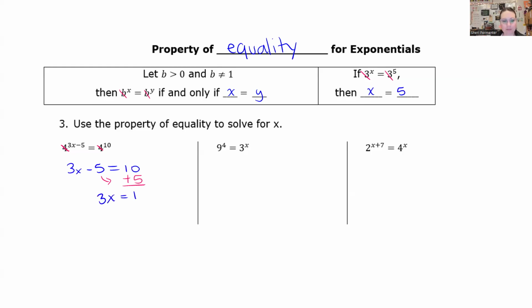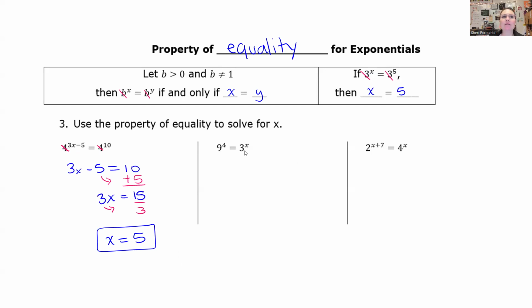Yep, and then we have to divide by 3 and x equals 5. You could check your answer. You'll have access to a calculator, not just today during class, but also on your assessment. So you could plug in 5 over here. 3 times 5 is 15. 15 minus 5 is 4 to the 10th, which is equal to 4 to the 10th. We did it correctly.